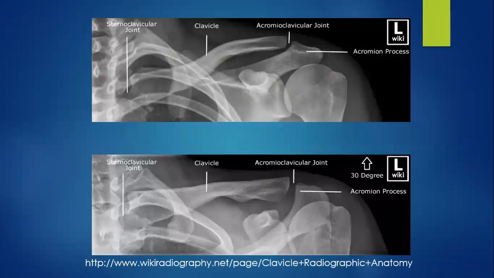So the first picture, the top one, is straight, no angle. That's our AP. So we get a true shape of the clavicle. Remember, when you angle the central ray, you're going to cause some kind of foreshortening to the part, but this is to help get some of the clavicle up out of the lungs when we do the axial. So the bottom picture is our 30-degree cephalic angle on that one. And that is it for clavicle.